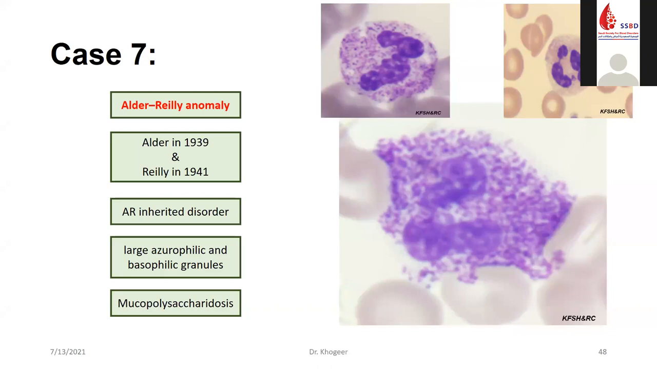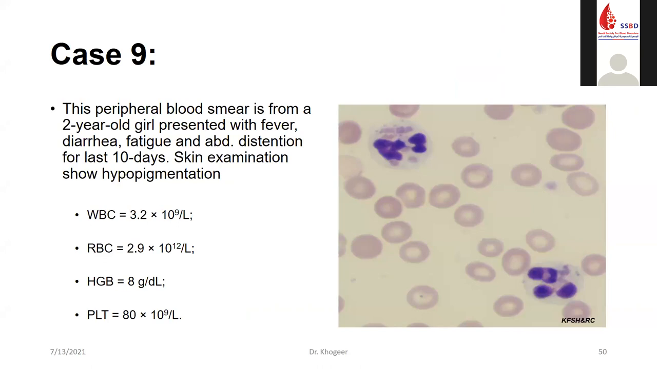Okay, so this peripheral blood smear is from a 2 year old girl who presented with fever, diarrhea, fatigue, and abdominal distension for the last 10 days. Skin examination was remarkable with patchy hypopigmentation around the face, trunk, back, abdomen, hands and feet, along with hypopigmented silver gray hair. Her CBC shows leukopenia, anemia, and thrombocytopenia.